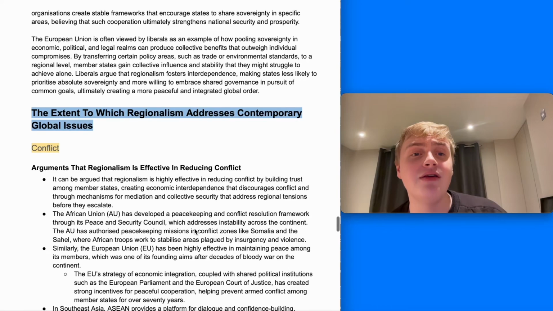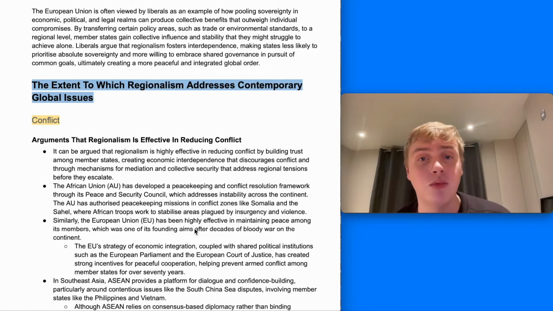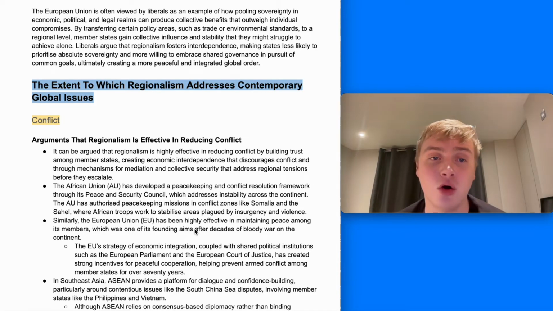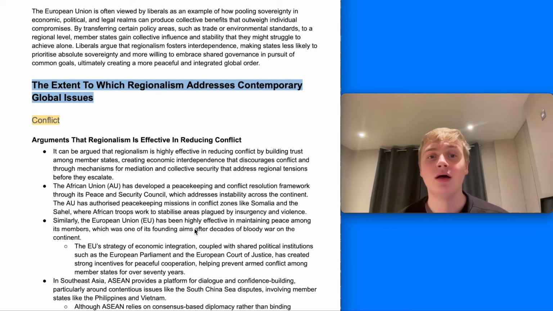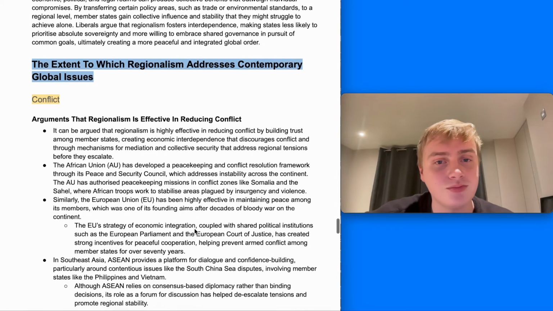The EU is really viewed by liberals as an example of how pooling sovereignty can produce collective benefits that outweigh individual compromises. By fostering interdependence, states are less likely to go to war, but they also, by really cooperating, have a greater influence on the global stage.